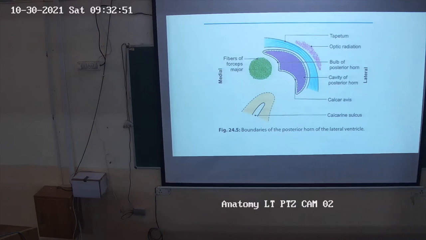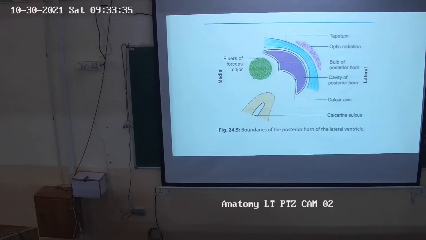What is the forceps major? It is a type of white fibers coming from the splenium part of the corpus callosum. From the posterior splenium, the white fibers pass into the occipital lobe, and these are named the forceps major. Similarly, the white fibers from the genu, or anterior part of the corpus callosum, passing into the frontal lobe are called forceps minor.